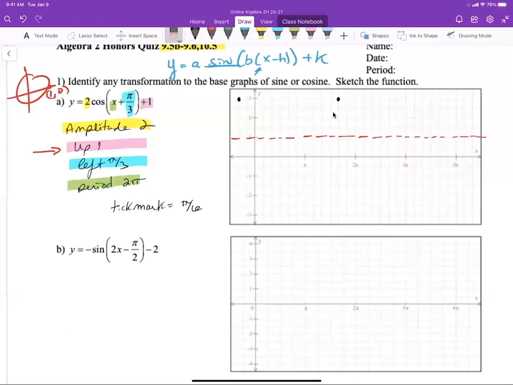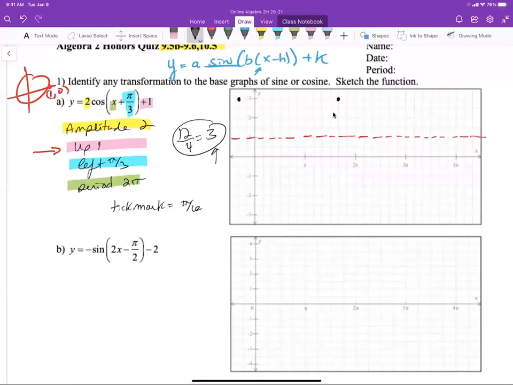Now, how many tick marks do we have between 0 and 2 pi? If you counted, those would be 12 tick marks. So I'm going to take 12 divided by 4, and that gives me 3. So I'm going to break that cosine graph up into 4 parts. So I'm going to have a data point every 3 tick marks. So let's go ahead and start.